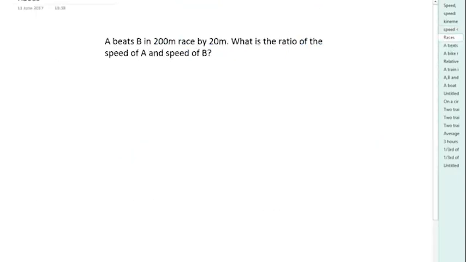Let's look at some race related questions. A beats B in a 200-meter race by 20 meters. What is the ratio of speed of A and speed of B? So how does the race happen? A and B will start at the same time. And A is beating B by 20 meters.